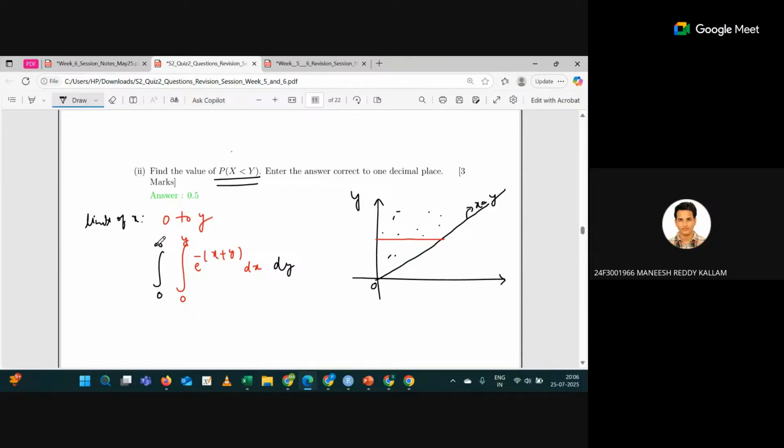Sir, can we say also 1 minus the probability of x greater than y? Can we do that way also? Yeah, you can do. You'll get the same answer actually. See, the probability of x less than y is half, so 1 minus 1 by 2. You just cross check whether it's correct or not. I won't say in general, just try it.